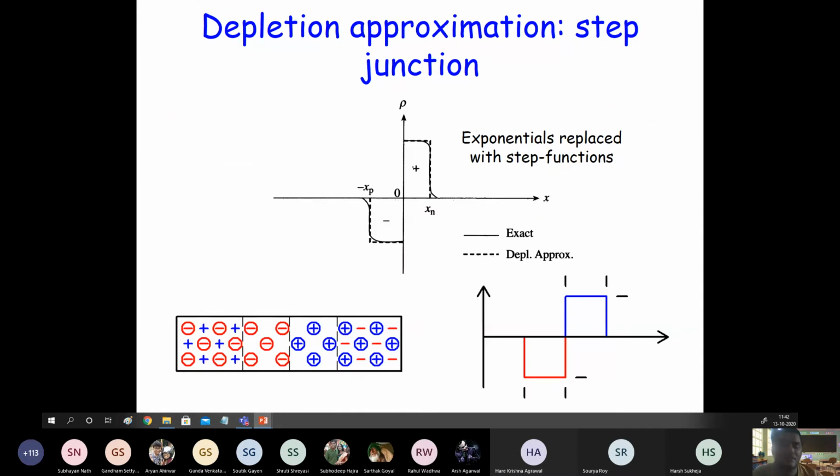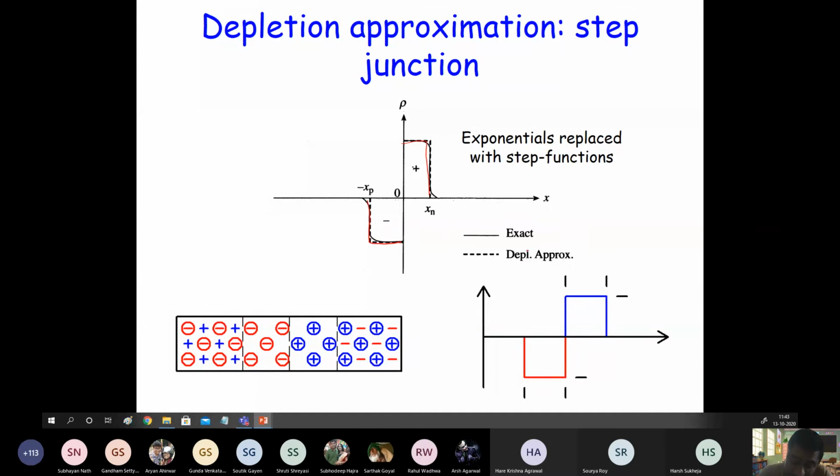Now, depletion approximation. For the depletion approximation, we assume that the depletion region is sharply defined. So it's basically perfect. But of course, in real life, it will not be perfect. Those carriers will change gradually. The slope can be high because it's in a very small space, but it's fairly close to the real situation.